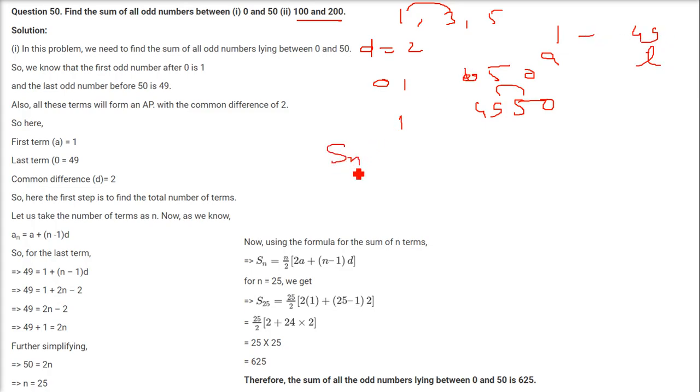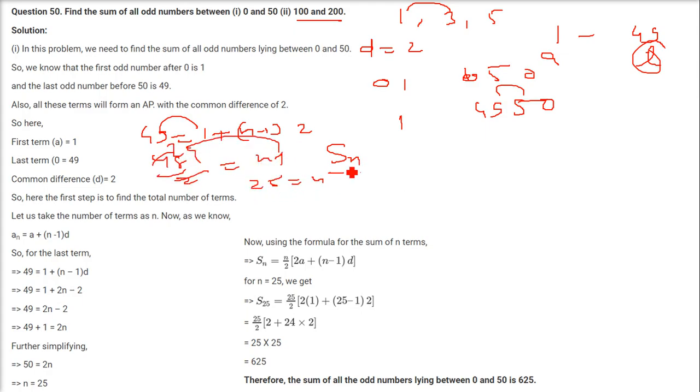The sum will be n by 2, 2a plus n minus 1 into d. So first we have to find how many terms there are. For that, the last term is known. So 49 is a plus, that is 1 plus n minus 1 into d. D is what? 2. So you get 48, and you have 2 into n minus 1, this is 24, plus 1 here, 25. N is 25. Now you just have to find the sum of 25 terms.